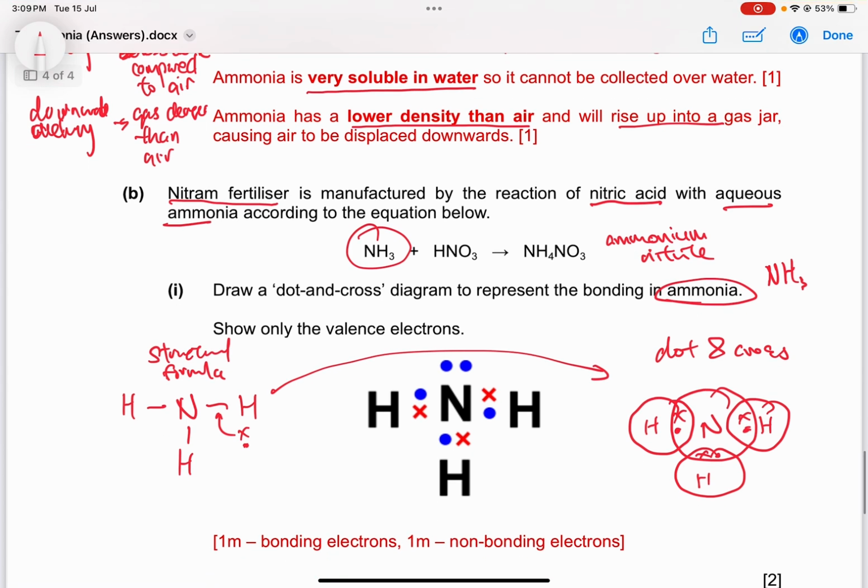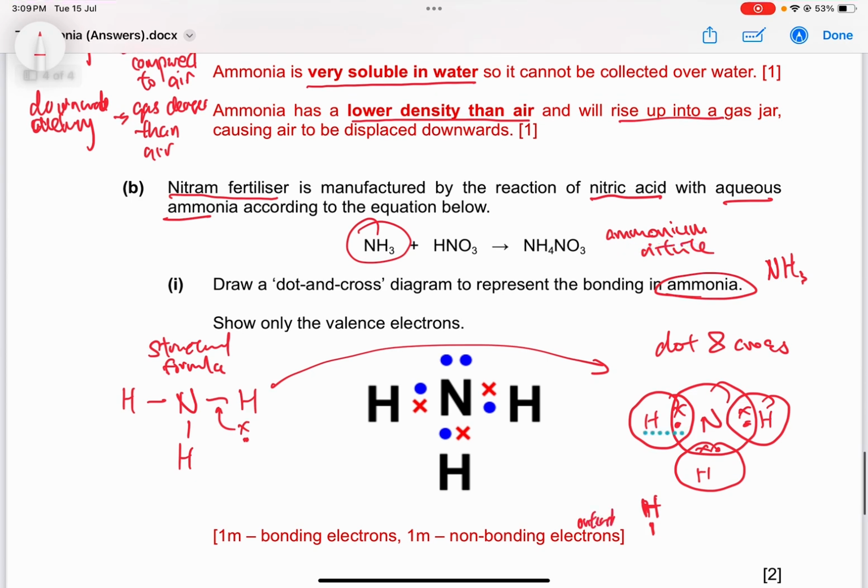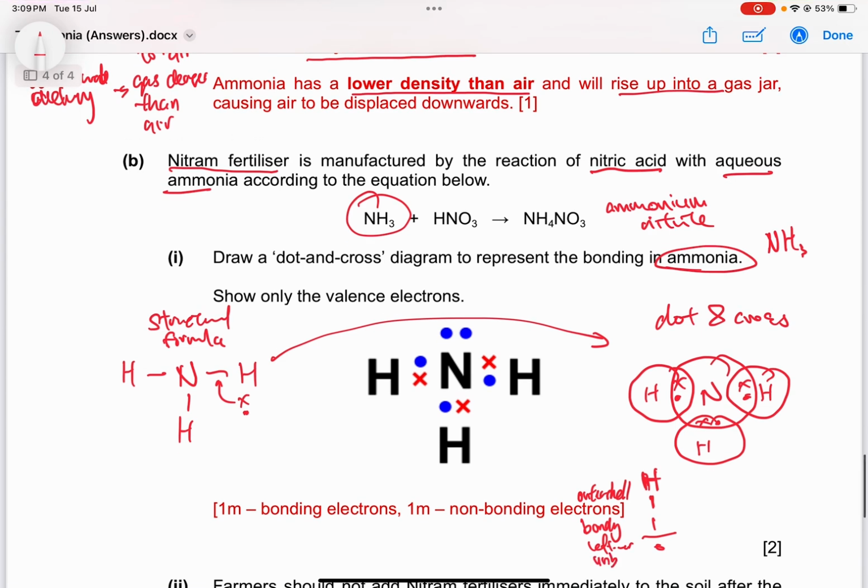Now, once you are done with this, it's not the end yet, because you need to double check. So hydrogen, I have 1 electron in the outer shell. Bonding, you realize you use 1 electron, so therefore 0 left over, or 0 unbonded. Now for nitrogen, you realize that it has 5 electrons in the outer shell. 3 electrons used for bonding, so I'm left with 2 unbonded electrons. So I need to draw 2 more electrons that are not bonded. And this is my dot and cross.